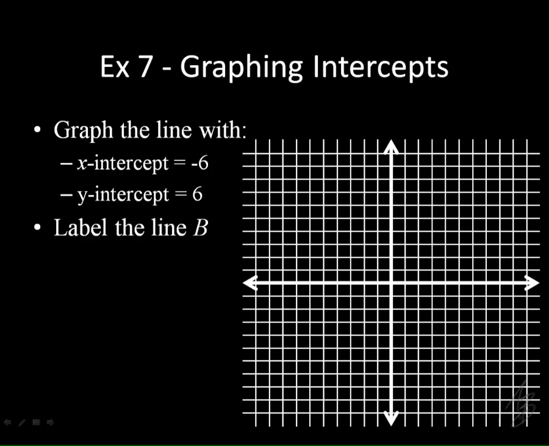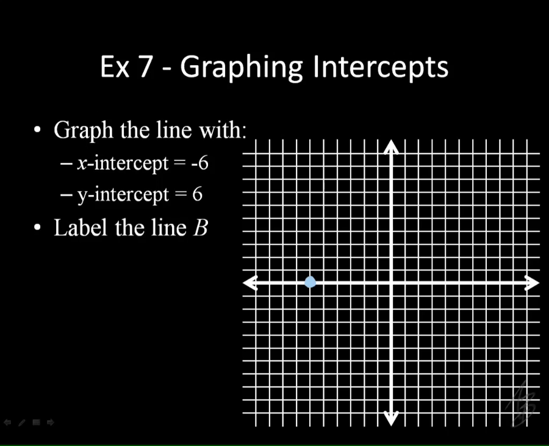Alright, so then here's example 7. X-intercept is -6, the y-intercept is +6. Go ahead and graph it, draw your line, label your line B. So where's the x-intercept going to be? Which way do I go? Yeah, I start at the origin, I'm going to go left 6, and I'll have my x-intercept right here.